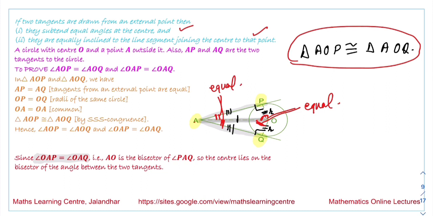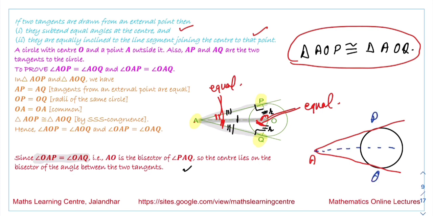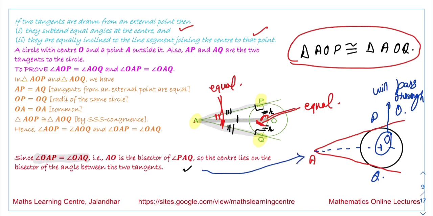So what we are trying to say from this is that if a circle is given to us and we draw two tangents to this circle from a point, say A, and we draw the angle bisector of this angle, with this being the point P and this the point Q, then this angle bisector will pass through the center O. This is what this result is saying.